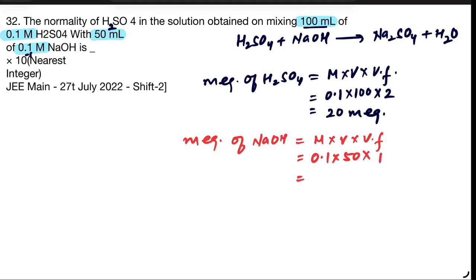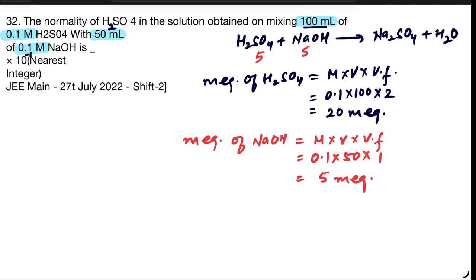So this is equal to 5 milli equivalents. Milli equivalents of NaOH is less than that of H2SO4. So the amount of NaOH present is 5 milli equivalents. So 5 milli equivalents of NaOH will react with 5 milli equivalents of H2SO4.